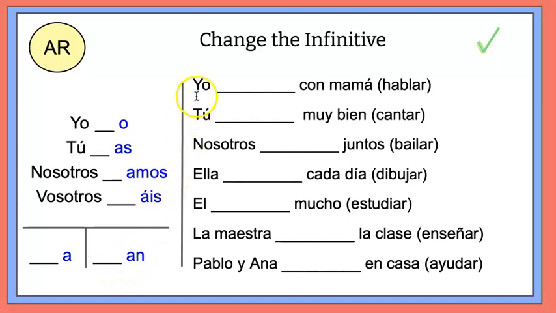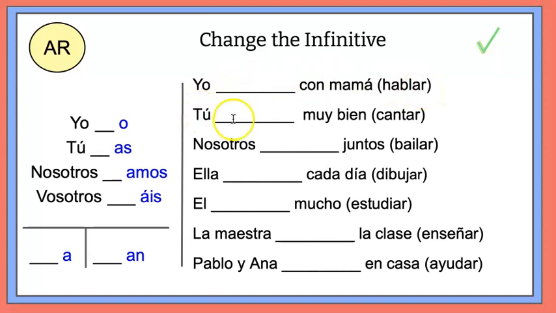So let's take a look at the first sentence. You have the infinitive hablar. To conjugate the verb hablar, or to put it in the sentence, you take off the AR. What you have left is called the stem, so you would write that in the blank. Your subject is yo, and you would look at this chart to find the ending. And since your subject is yo, you would add an O. So it's hablar, take off the AR, and add an O.